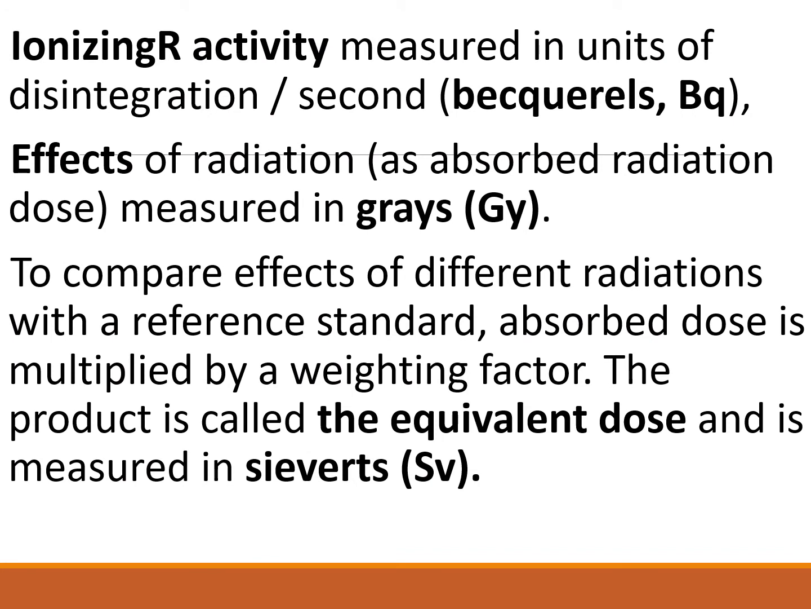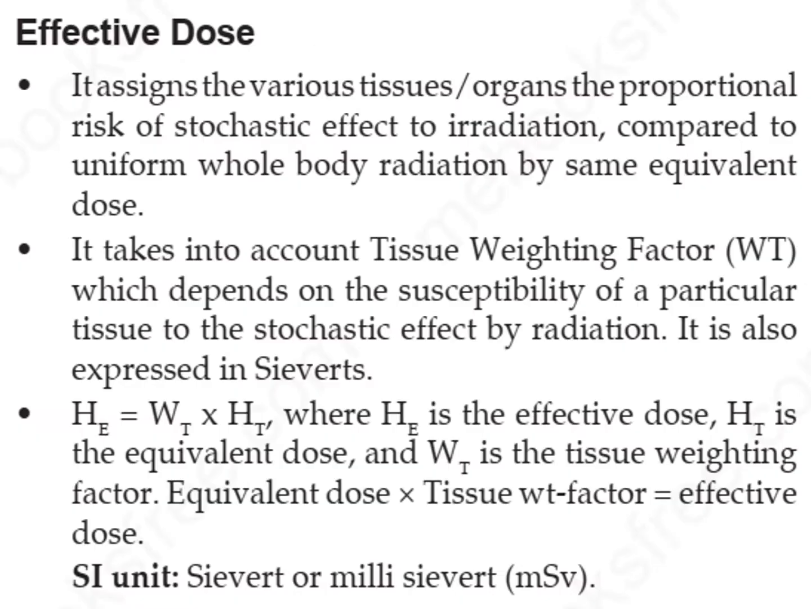Ionizing radiation activity is measured in units of disintegration per second, the becquerel. The effect of radiation as absorbed radiation is measured in gray. To compare effects of different radiations with the reference standard, the absorbed dose is multiplied by a weighting factor. The product is called the equivalent dose and is measured in sievert. So we have becquerel, gray, and sievert.